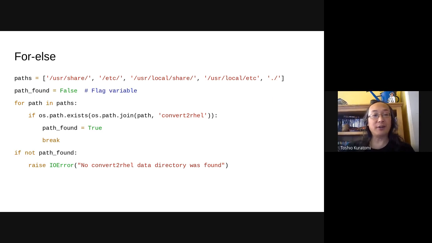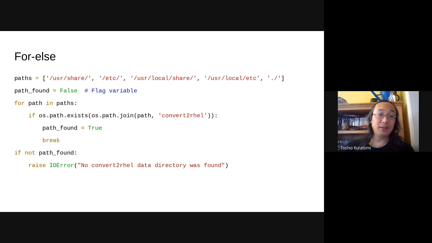If we do not find it, then we go to the next path, next path, /usr/local/share, next path, /usr/local/etc, next path, current working directory. Each of these cases, we check to see if that path exists, and if we're continuously finding that they don't exist, eventually, we get to the end of our paths, and we drop off the end of the for loop, and path_found is still False because that's what we set it to originally.